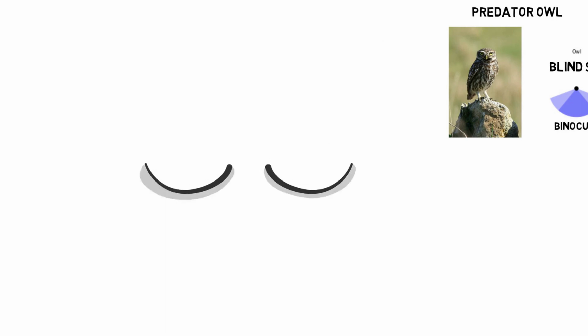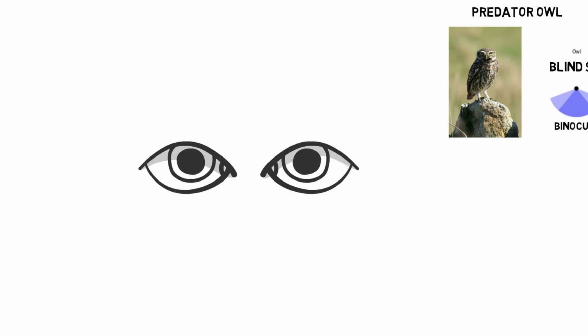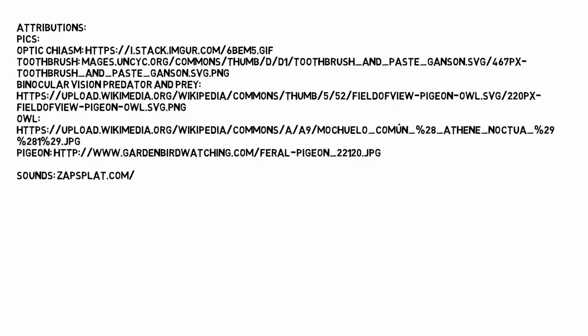As humans, we have a visual field of a predator. Our eyes are in the front of our head, giving us good binocular vision, some peripheral vision, and a large blind spot. This ends the video on visual fields.